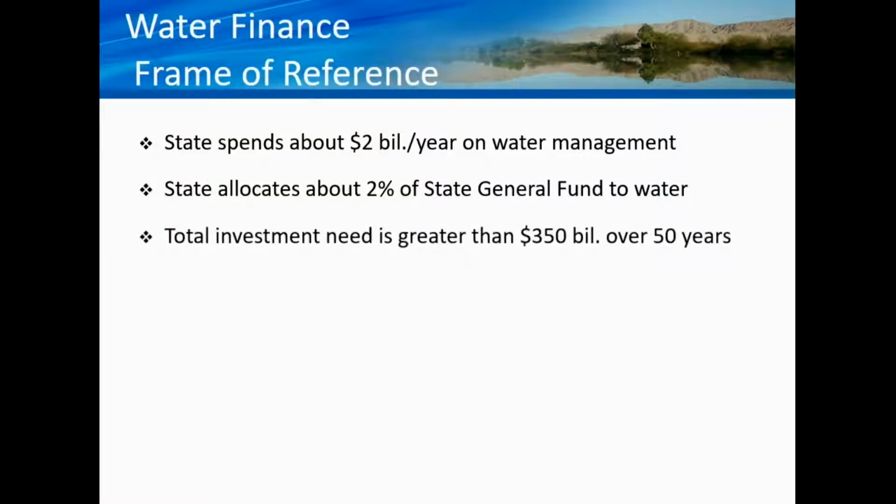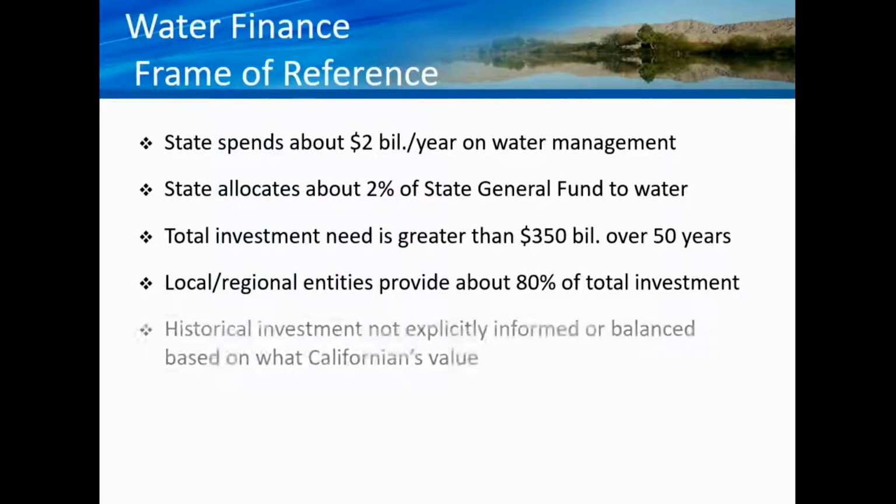So here's some little factoids on finance. These are kind of interesting. We spend about $2 billion a year on water management right now. That's the state's investment in there. That's less than 2% of the state general fund on water right now. The total investment need, when we total up all the needs that we gathered from different entities, both local investment and state investment, is about 350 billion over 50 years.